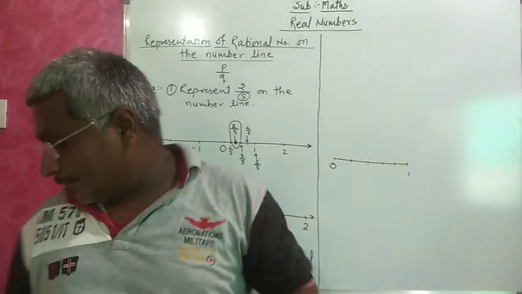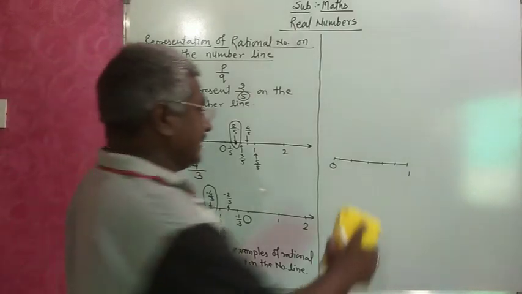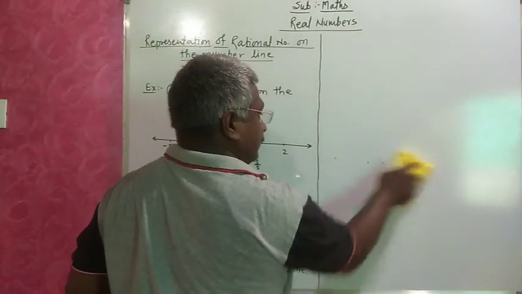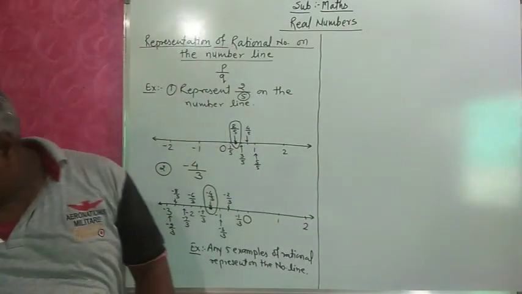Okay, so now we will go on to the next. Next it is the irrational number. Representation of irrational numbers.